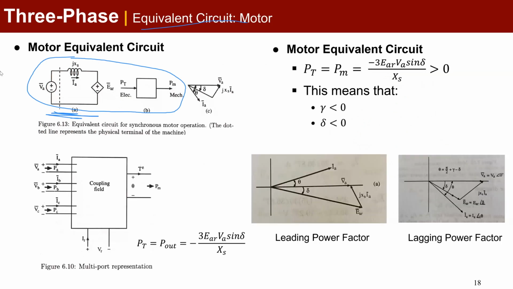Okay, so looking at some equations for this, one thing to keep in mind is this equation here. The total power is going to equal negative 3 times EAR, the voltage at EAR, times VA times sine of the torque angle divided by our impedance, right here. So real quick, I just want to touch on this leading versus lagging power factor. It's going to be dependent on theta, our power factor angle. Whenever theta is positive, we're going to have a leading. Whenever theta is negative, we're going to have a lagging, okay?